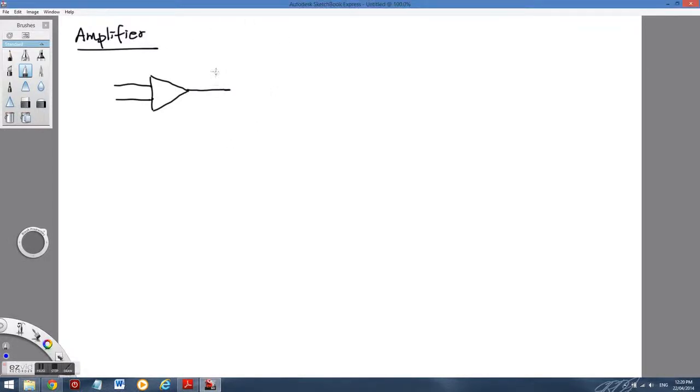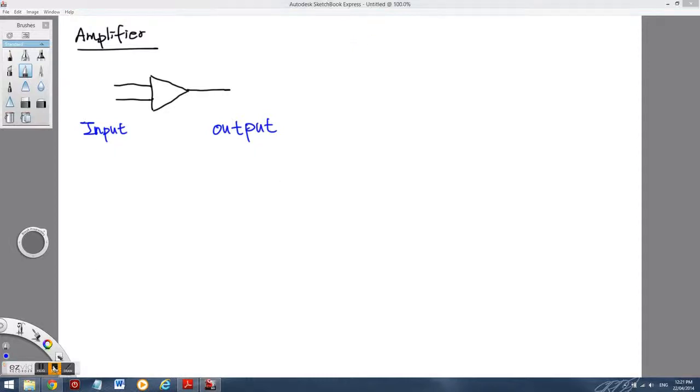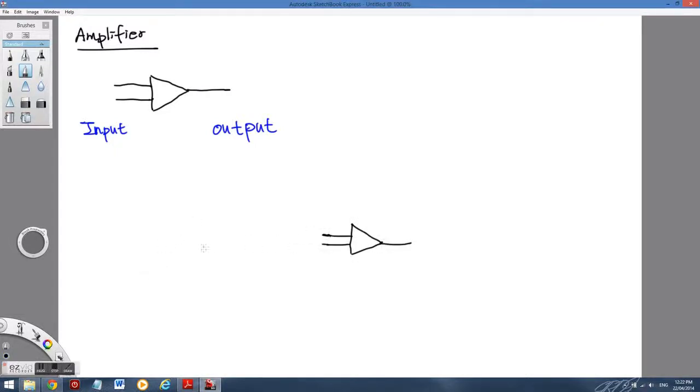Now here is the simple electrical diagram of an amplifier. On the left hand side is the input. On the right hand side there is an output. Let me do an example of it.